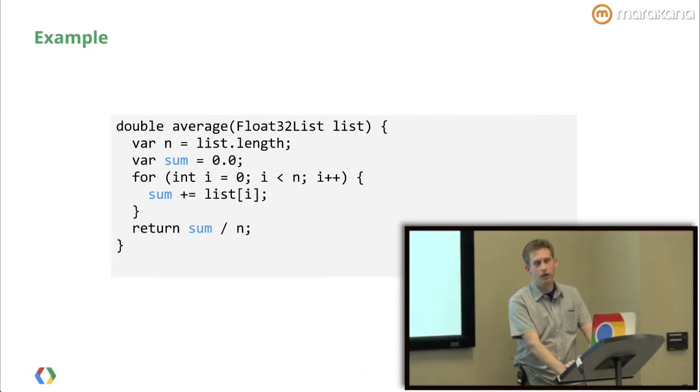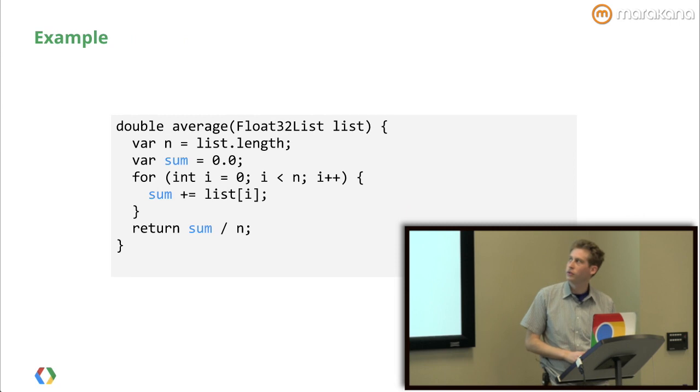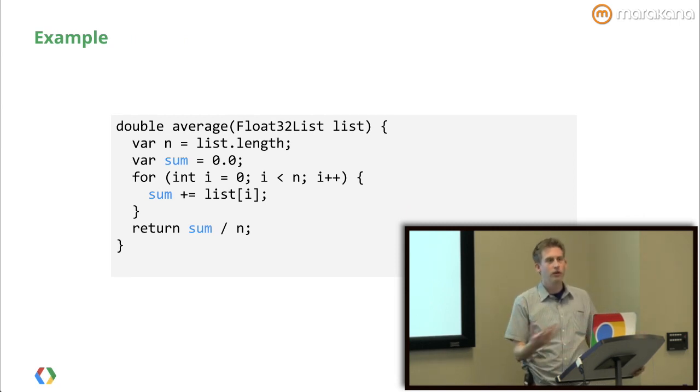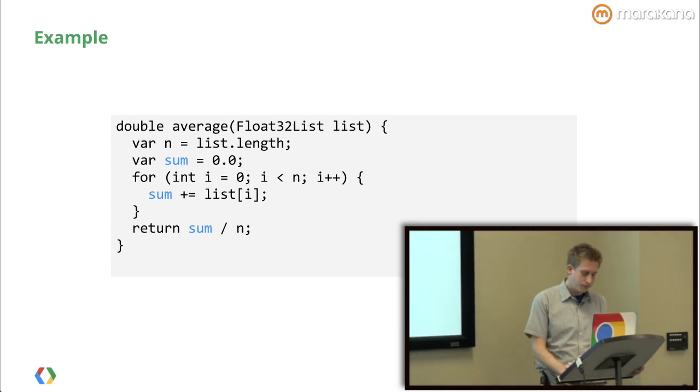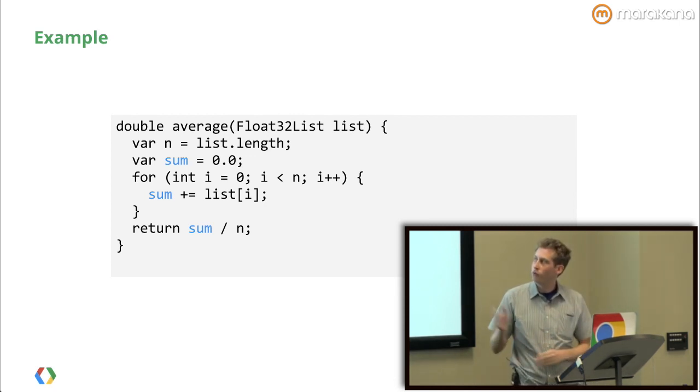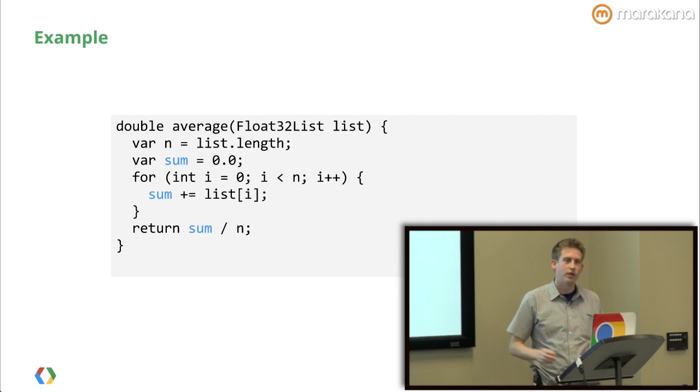So let's look at a more substantial example here. Let's say we have a huge list of numbers and we want to average them, right? So the algorithm here is sum up all the numbers and divide by the number of values that you have. So here is the scalar version. So, for i less than n, sum it up, and then divide and return that.